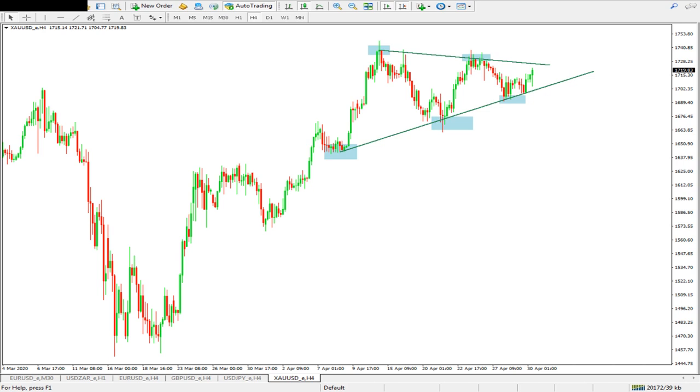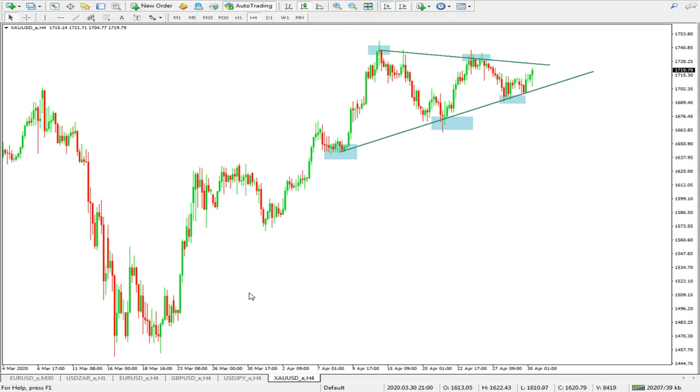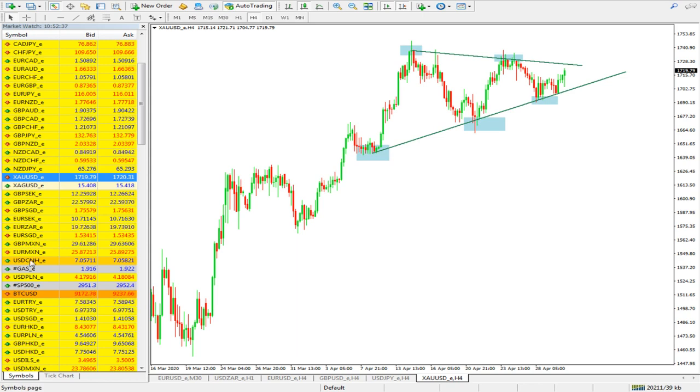So as it is now, we are simply waiting, expecting price to continue upwards, but it should not break above the trend line which you've seen at the top. So let's move forward. Let's see what you have on the next symbol. We'll look at SP500.